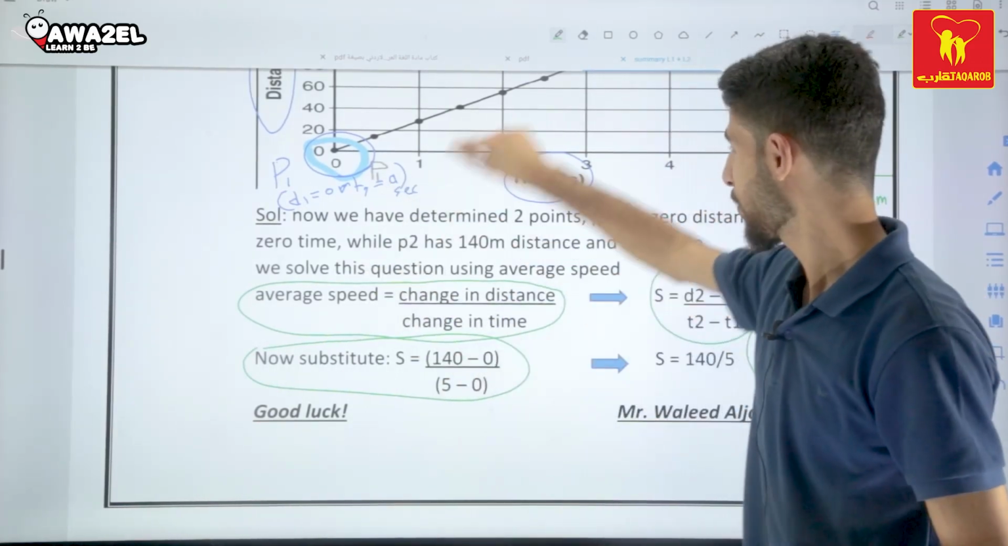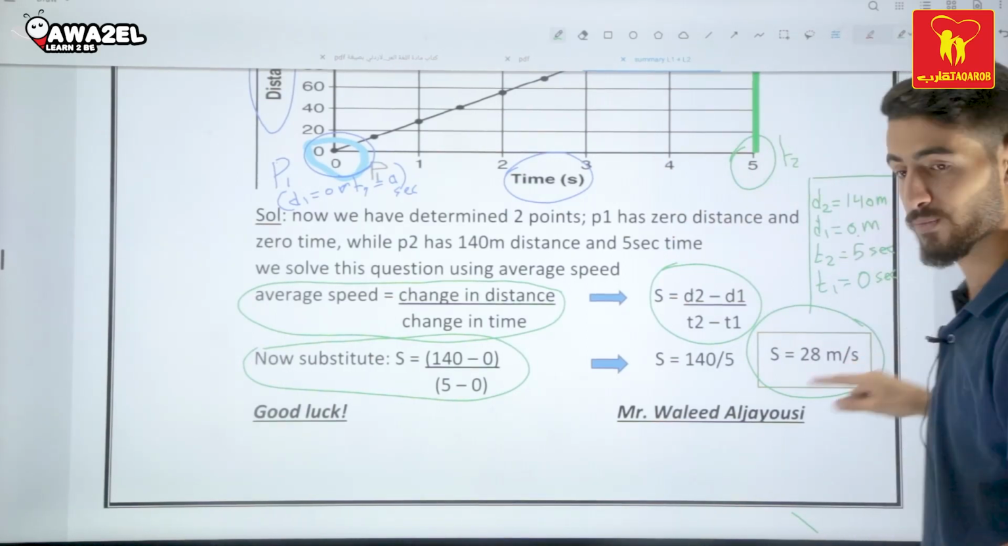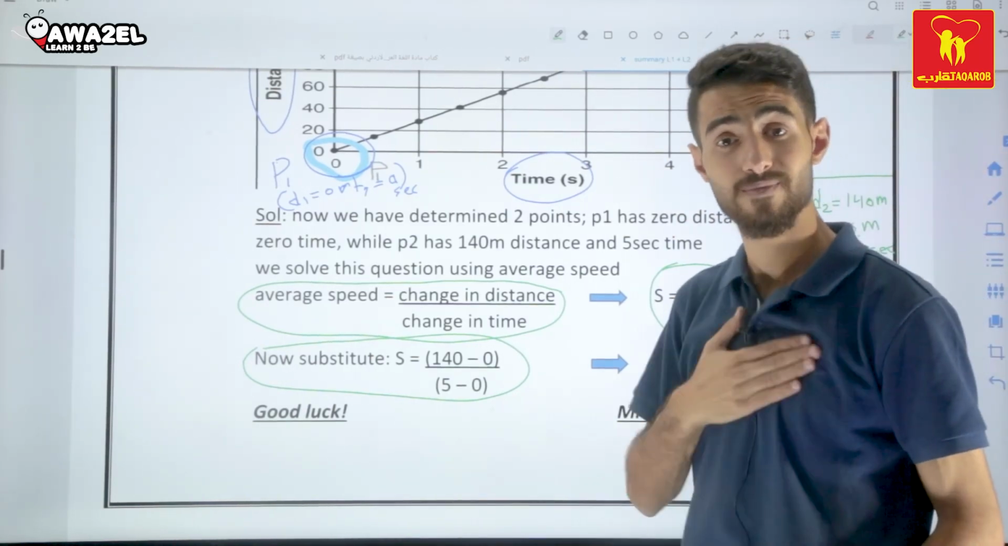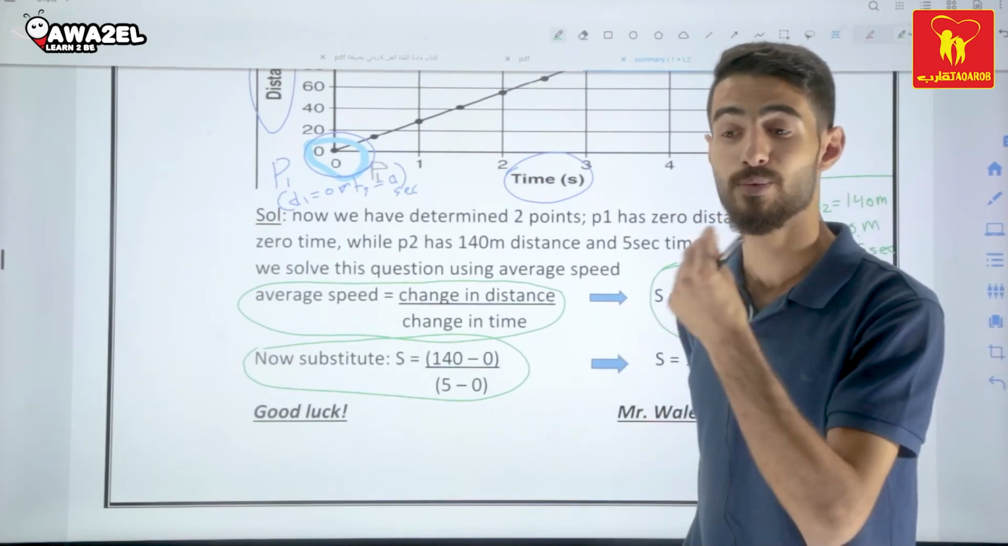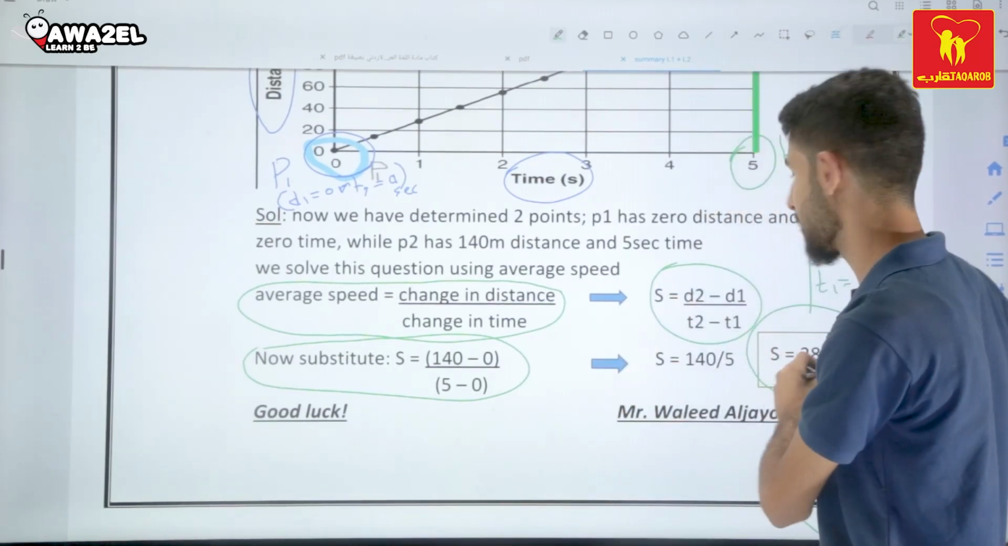I'm going to remind you again: once you lose one of these units, you will get a minus. I want you to gain more skills than grades. So please, don't forget the units.